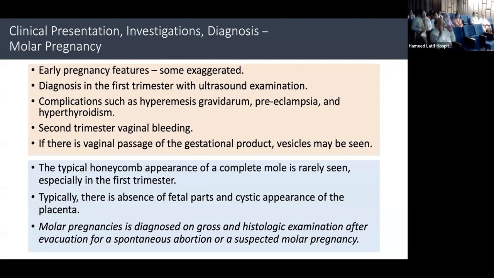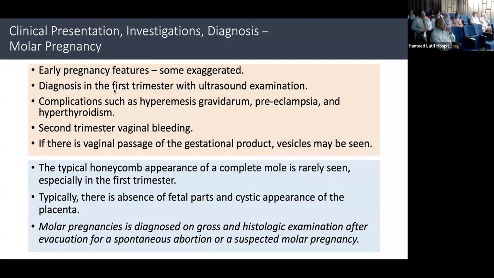But if it escapes that detection, or if the woman hasn't had the opportunity of having an ultrasound, it can go on and also cause preeclampsia in the first half of pregnancy. I told you last time that if a woman develops features of preeclampsia in the first half of pregnancy, then that is pathognomonic of a developing hydatidiform mole. And then second trimester vaginal bleeding, but that bleeding can also be there in the first trimester.